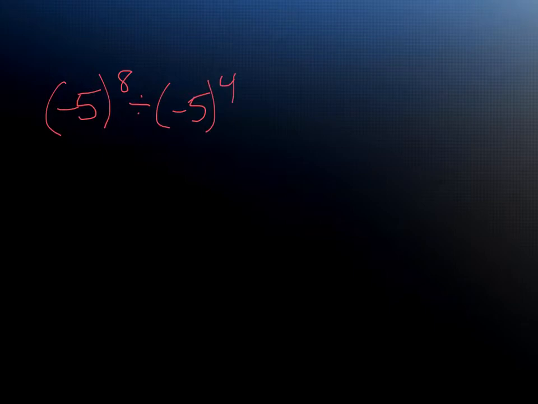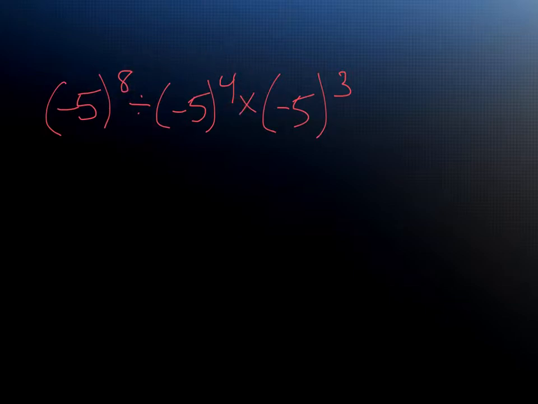Okay, so let's take a look at negative 5 to the power of 8 divided by negative 5 to the power of 4 times negative 5 to the power of 3. So this combines a couple of exponent laws, the one involving division as well as multiplication of powers. So first off, we need to remember that when two powers with the same base are being divided, the rule is to subtract the exponents.